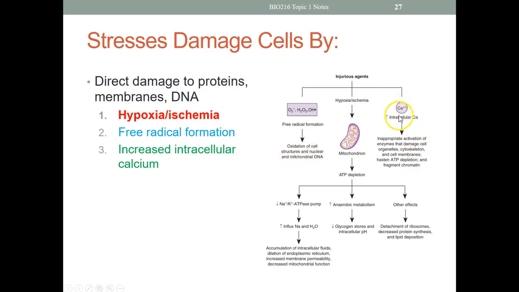And with too much intracellular calcium, this can cause a calcium cascade that leads to inappropriate activation of enzymes, and these can damage cellular organelles, the cytoskeleton, and cell membranes. It can also lead to increased ATP depletion and lead to fragmentation of the chromatin.